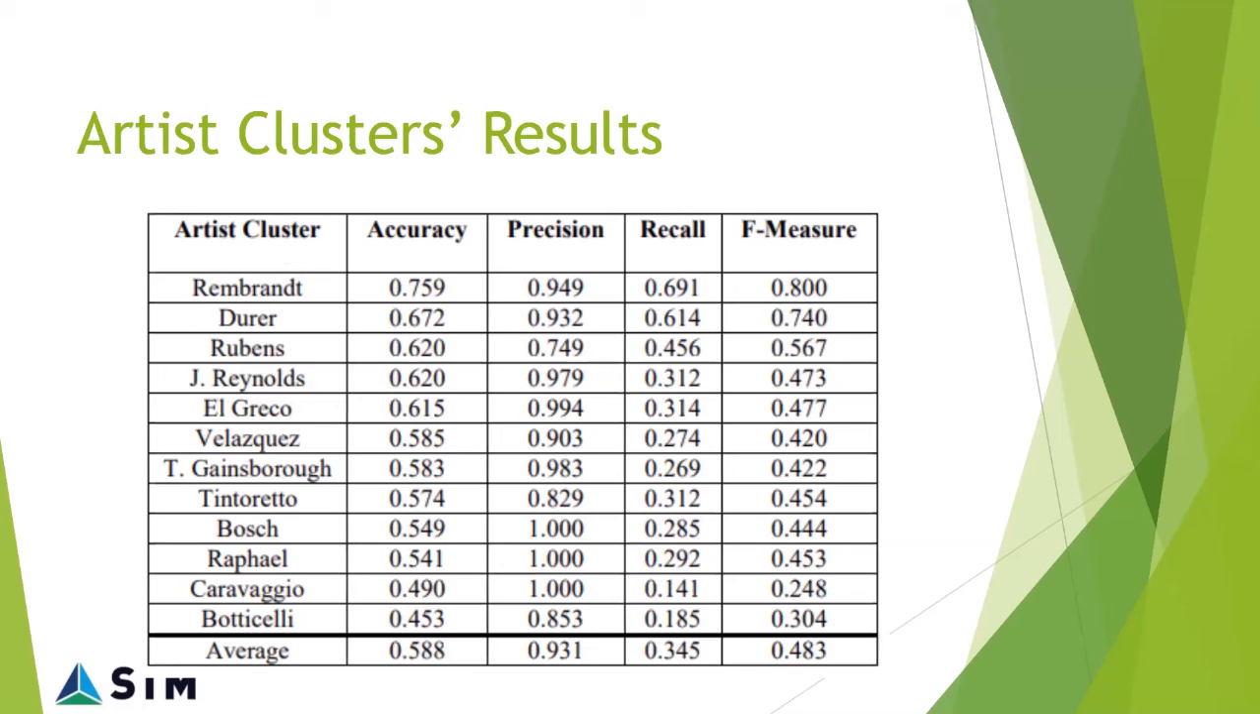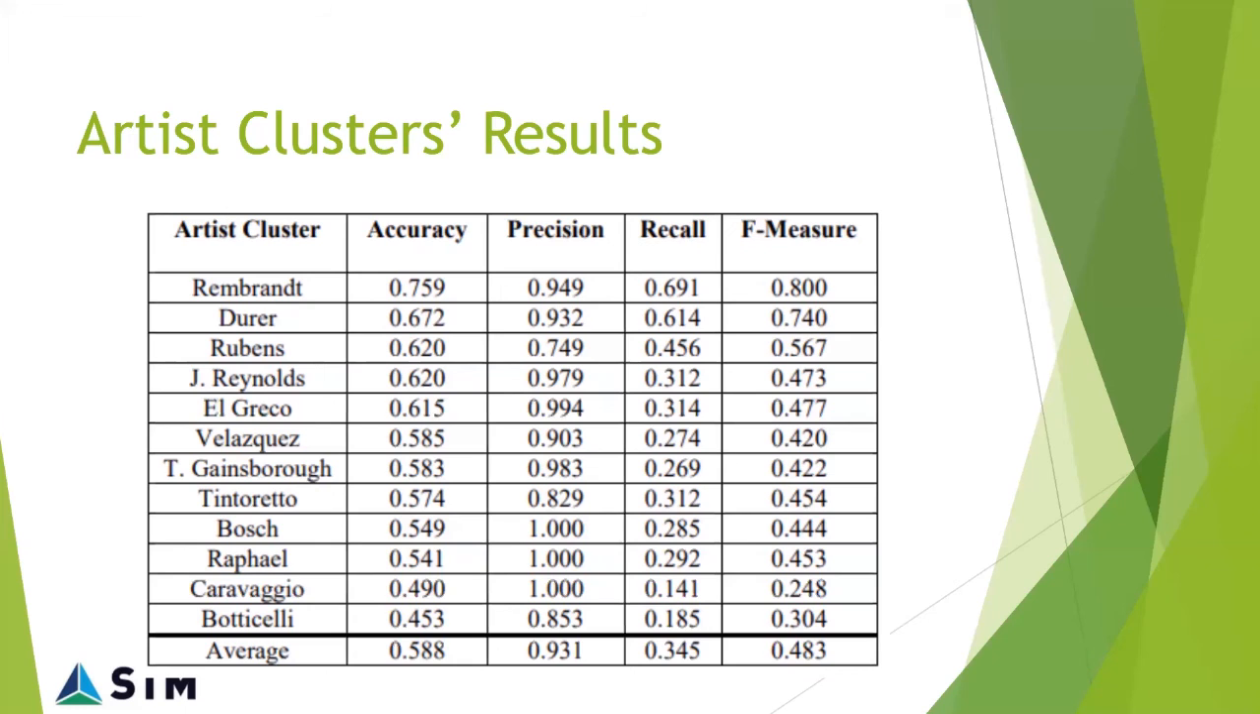So let me talk a bit about our results. This is not, of course, all of the results. We actually produced 126 clusters in the artist classification task, and 115 of these clusters had a majority artist. As you can see, the average accuracy, precision, recall, and F measure values of the artist clusters are 58, 93, 34, and 48% respectively.